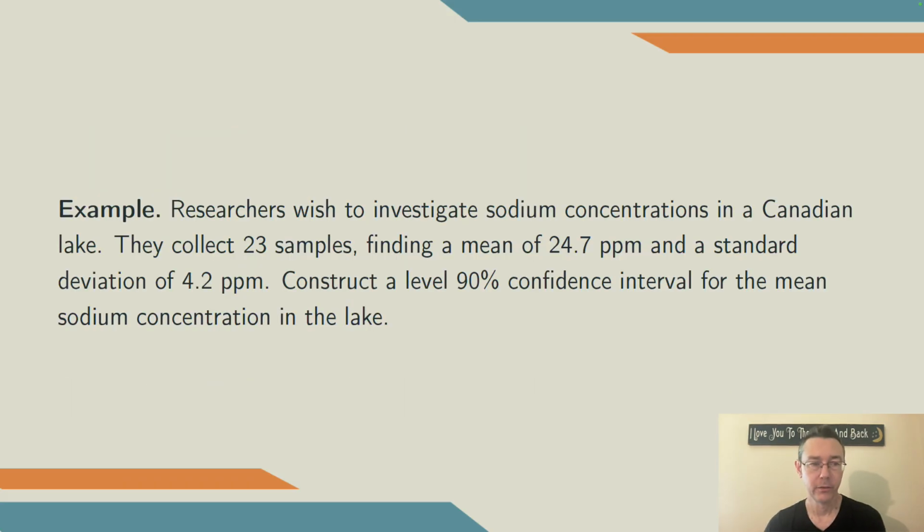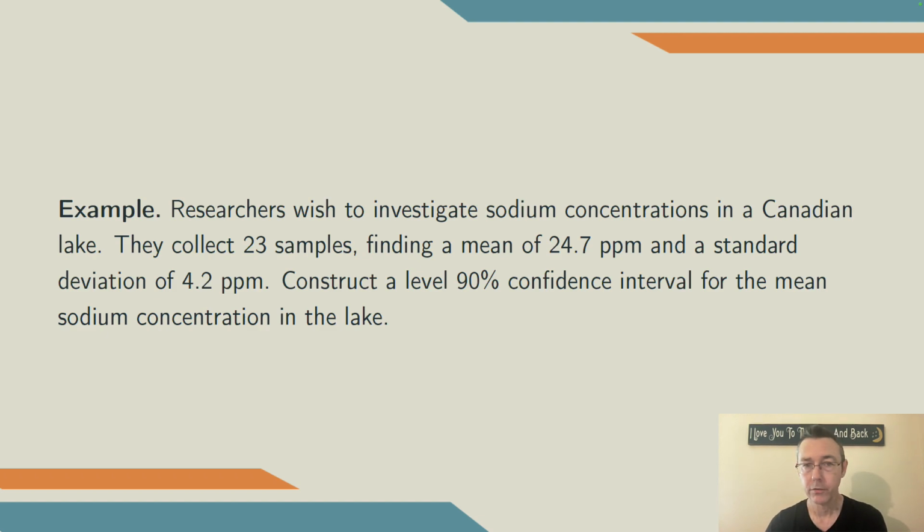All right, let's do a full example. Researchers wish to investigate the sodium concentrations in a Canadian lake. So they collect 23 samples from different places in the lake. We'll view that as a simple random sample, finding a mean of 24.7 parts per million and a standard deviation of 4.2 parts per million. Construct a level 90% confidence interval for the mean sodium concentration in the lake.